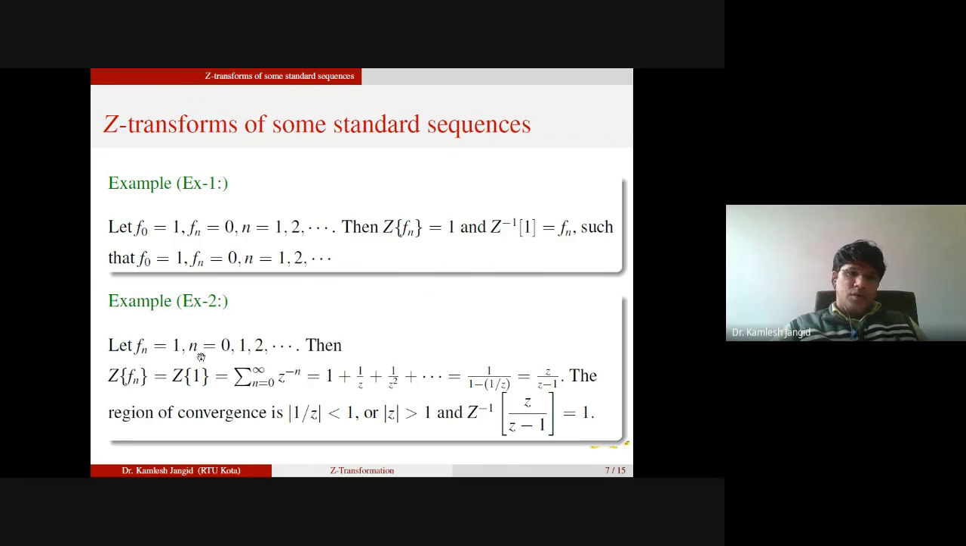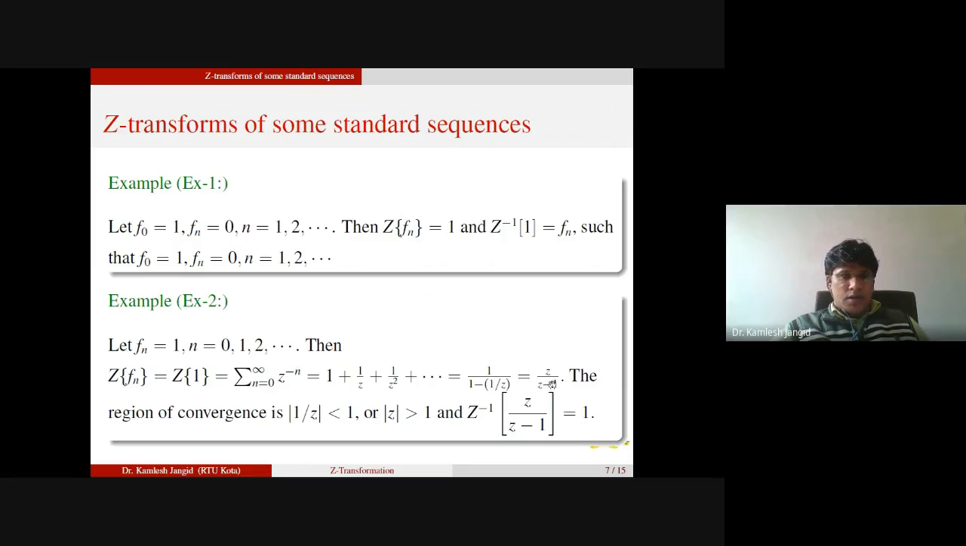Let Fn equal 1, for n equals 0, 1, 2, 3. It means we are given a constant sequence. It means the value of each term in the sequence is 1. Then, by the definition of the Z transformation, we know that summation n from 0 to infinity, Fn equals 1 for all n, multiplied by Z to the power minus n. Now, if we expand this series, then we get 1 plus 1 upon Z plus 1 upon Z square. And the summation of this series, by using the binomial theorem, is equal to 1 upon 1 minus 1 upon Z. And if we simplify, then we get Z upon Z minus 1.